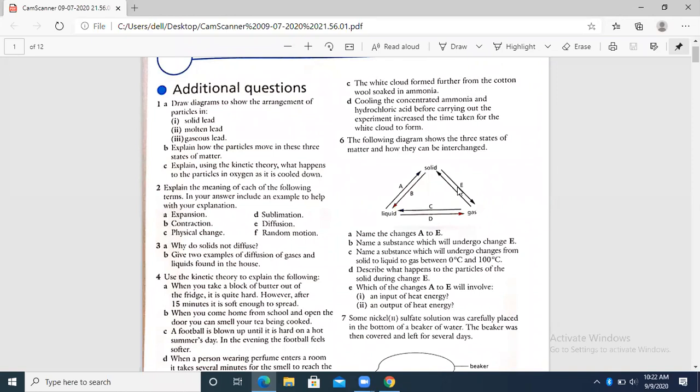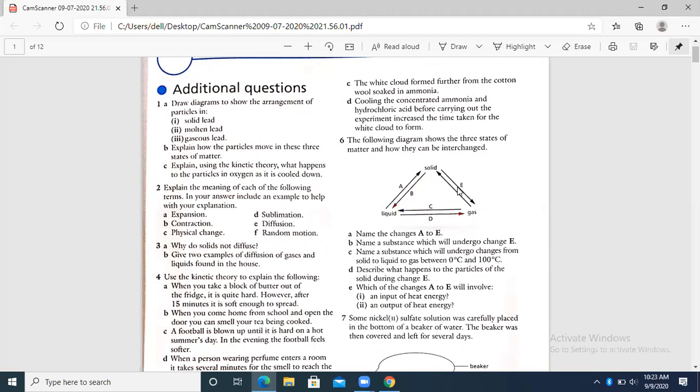First question: name the changes. Your turn. Then question B: name a substance. Next question, Fadi: name a substance which will undergo change E. Change E means what? Sublimation. Give one example for sublimation, one substance.